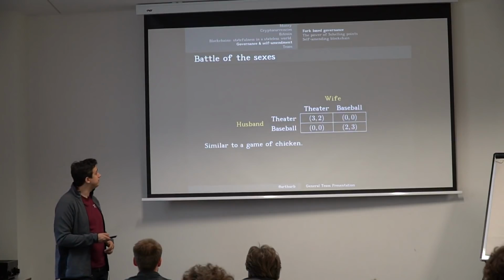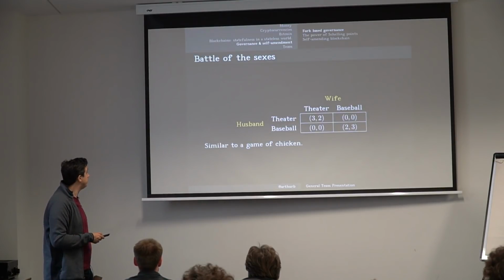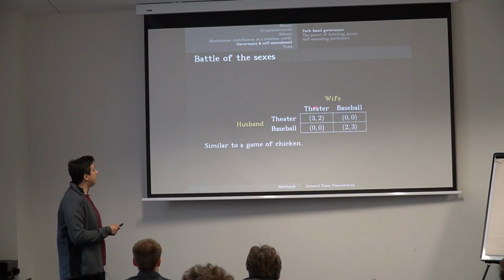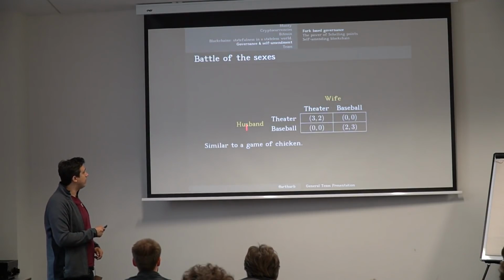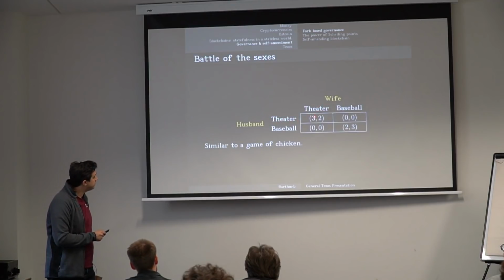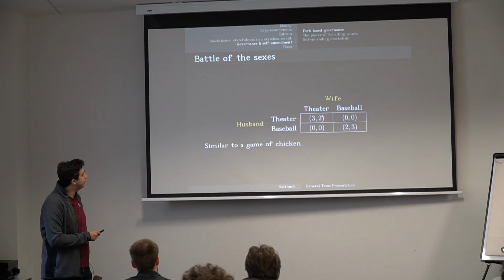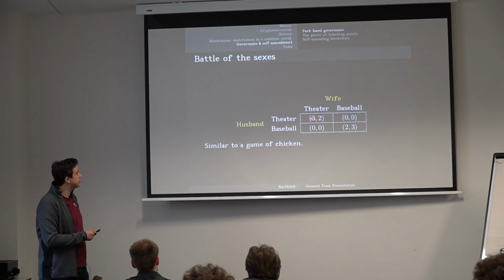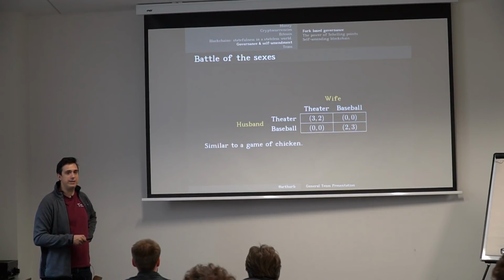In game theory, one example of that fork dynamic is called the battle of the sexes. In this game, you have a wife and a husband, and the husband would rather go to the theater, and the wife would rather go to the baseball match. If they both go to the theater, the husband gets 3 points and the wife gets 2 points. If they both go to the baseball game, the wife gets 3 points and the husband gets 2. But they really care about being with each other, so if they go to different places, they're not going to be happy.